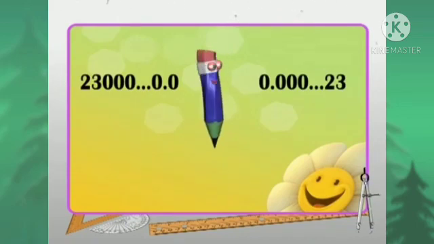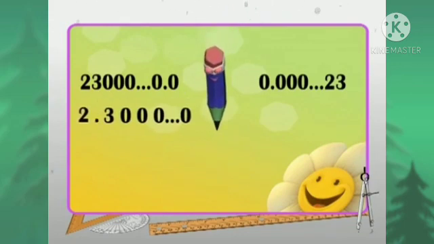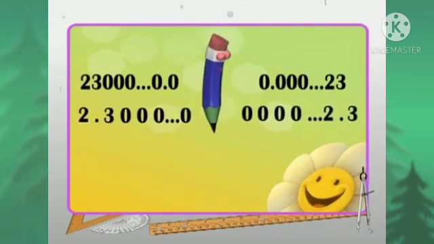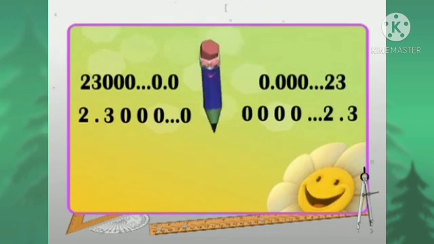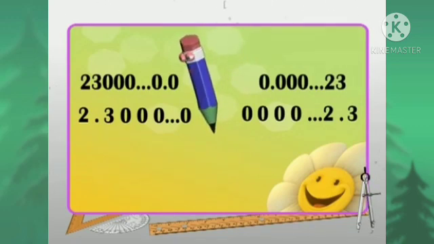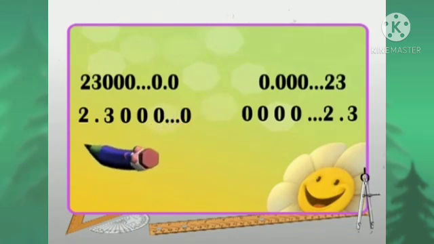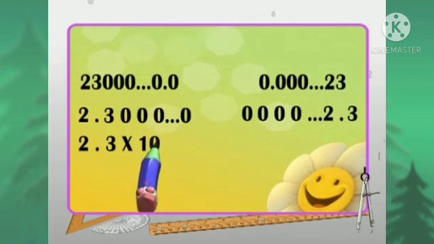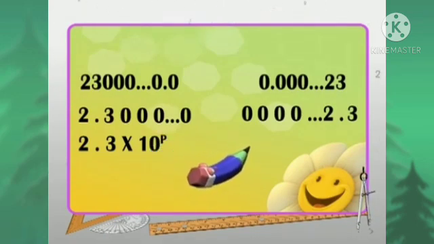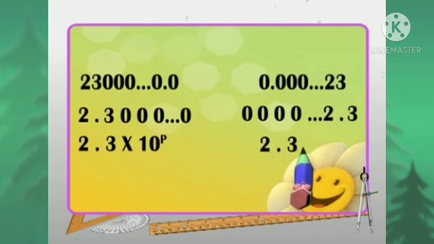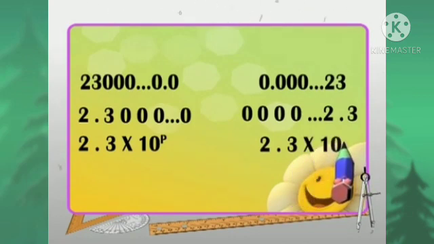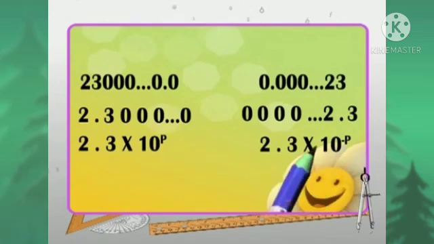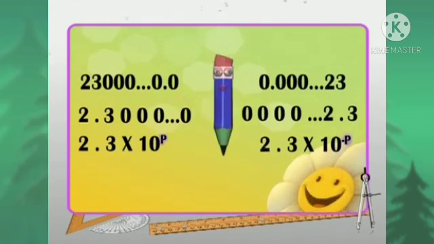Let's see how we can write a number in standard form. First, move the decimal point to the left or the right as may be necessary to bring one non-zero digit to the left of the decimal point. If you move p places to the left, multiply by 10 to the power of p. And if you move p places to the right, multiply by 10 raised to the power of minus p. The value of p depends on the number of places you have moved.